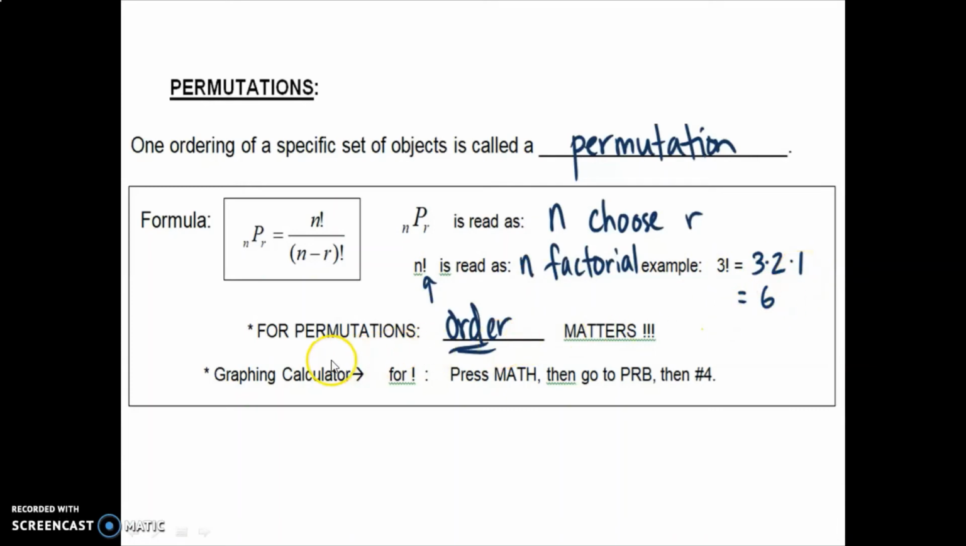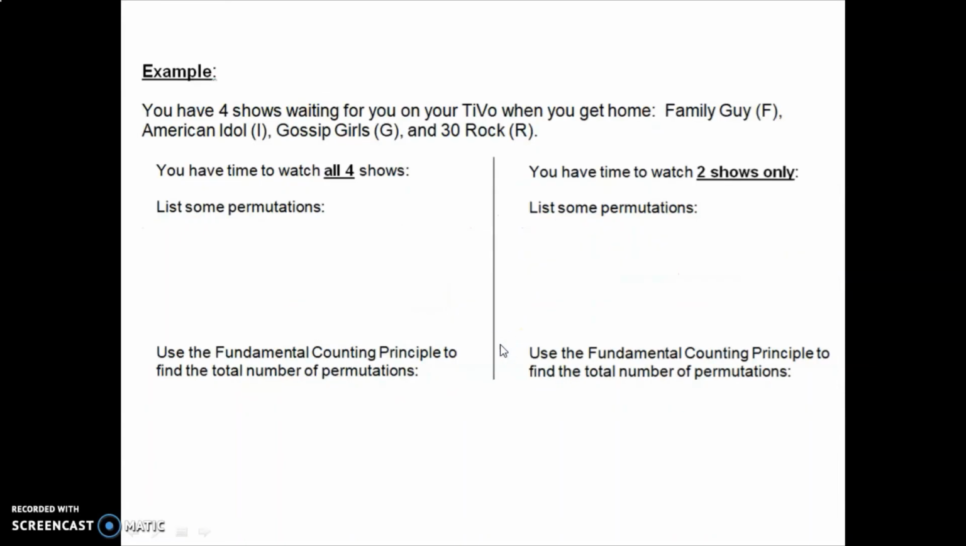All right, so for permutations, key point, the order matters. The order is essential. On the graphing calculator, to get factorial or to get permutations, you have to press the math button, then scroll over to probability, and you will find this and this very quickly. Okay, let's see how this all works. Again, keep in mind, for permutations, order matters. Here's what we're talking about.